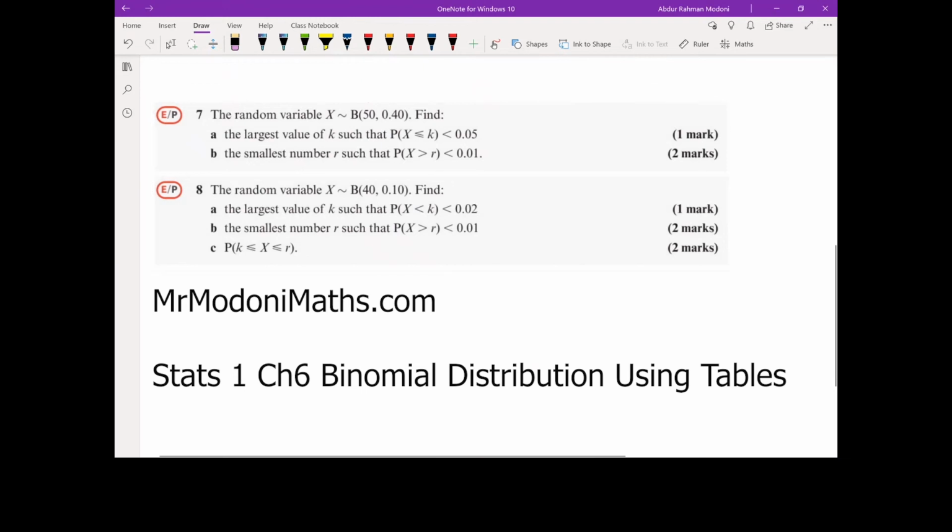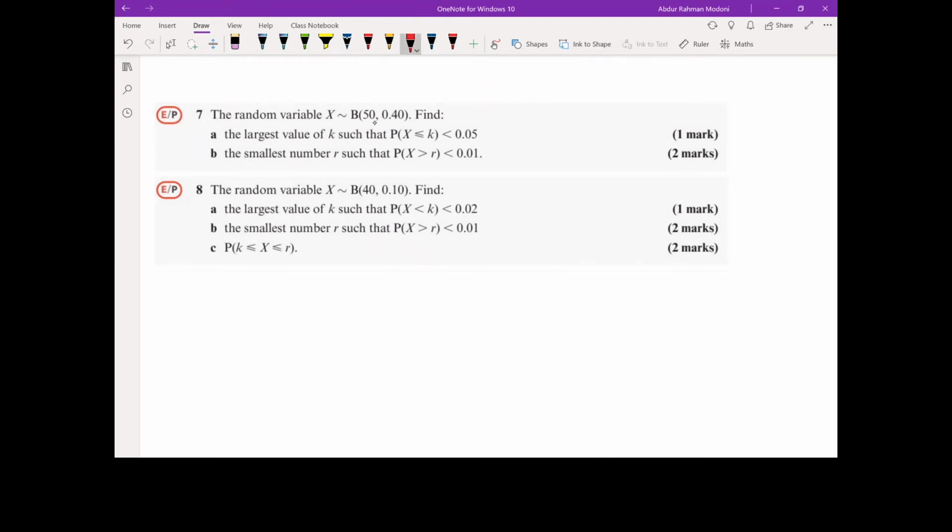So the random variable x can be approximated by a binomial distribution where n is 50 and p is 0.4. It's asking us to find the largest value of k such that the probability of x being less than or equal to k is less than 0.05.